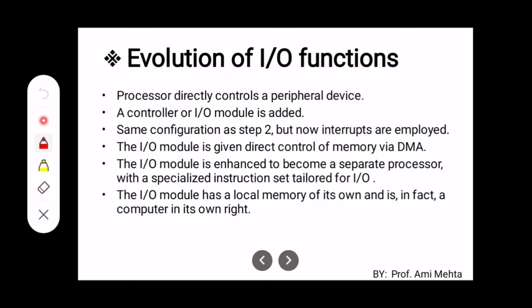Now the input output module is given direct control of memory via direct memory access. The input output module is enhanced to become a separate processor with a specialized instruction set tailored for input output. The IO module has a local memory of its own and is in fact a computer in its own right. Now, this is all about the various input output modules and how input output functions can be handled. Okay, so this is all for this video.